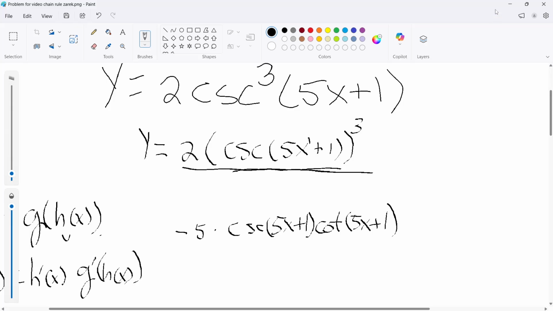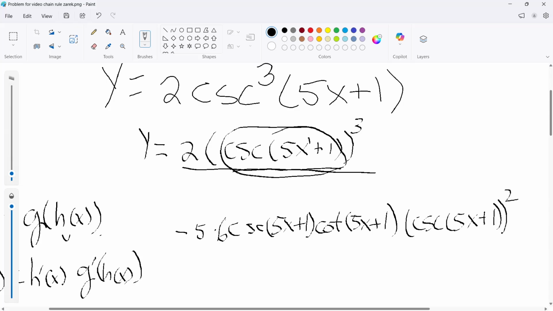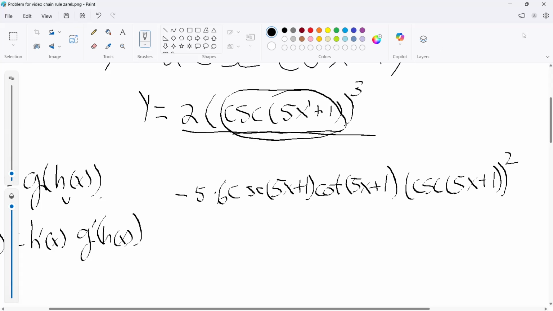Now I take the derivative of this outside thing. This is like 2 times a blob raised to the third power. Sometimes you do use substitution. And the blob is a function of x. So I use the power rule. 3 times 2 is 6. I put the 6 there. 3 times 2 is 6, 3 minus 1 is 2, and so it's cosecant 5x plus 1 squared.